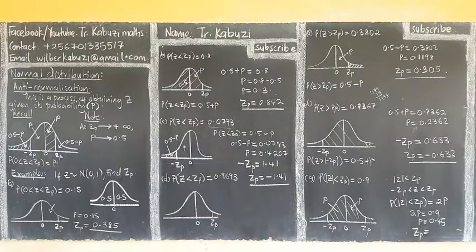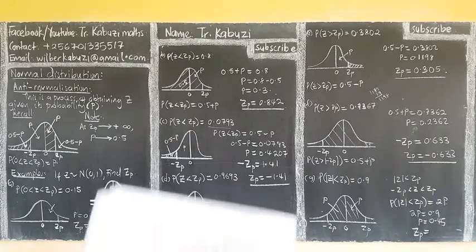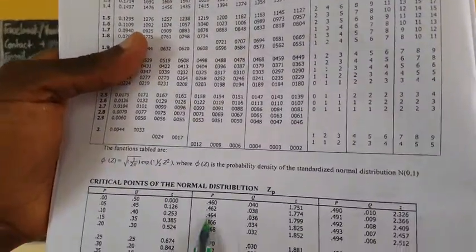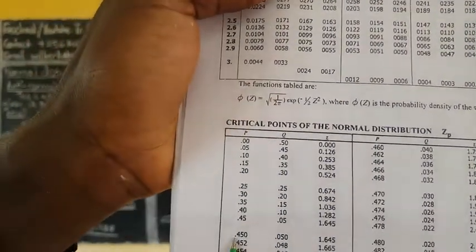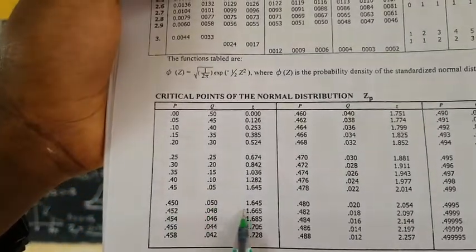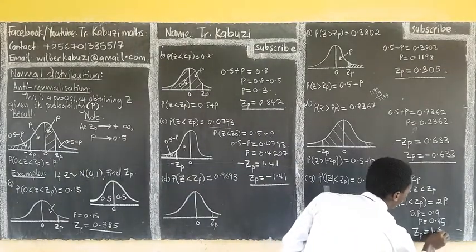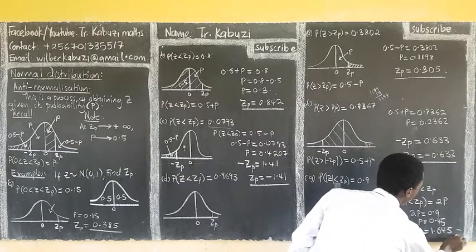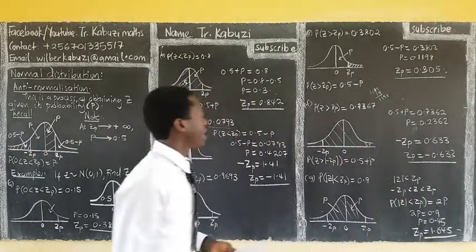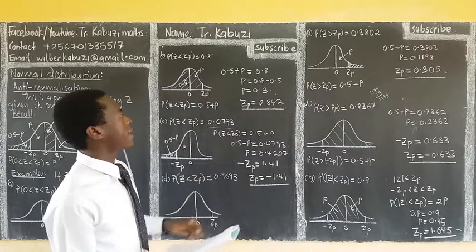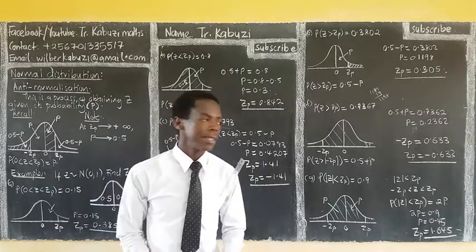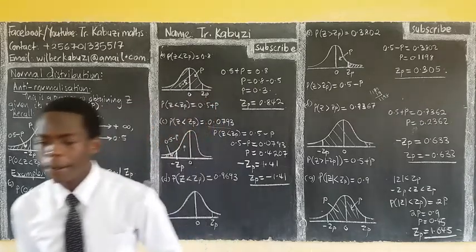You say I'm looking for P, which is 0.45. I think you see it, it's there. The value is 1.645. So that's it, members. That's how we get these ones. Now we are going to see how we apply these ones. I wish you well.